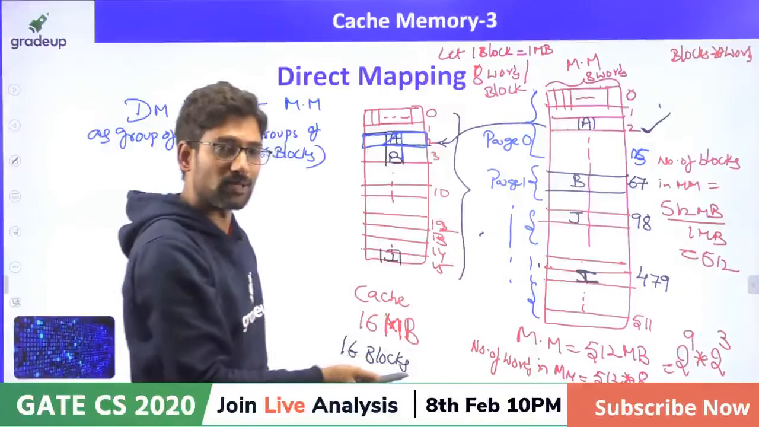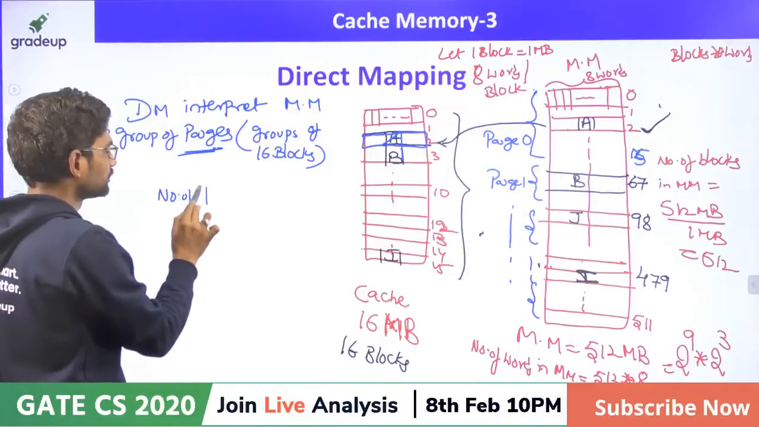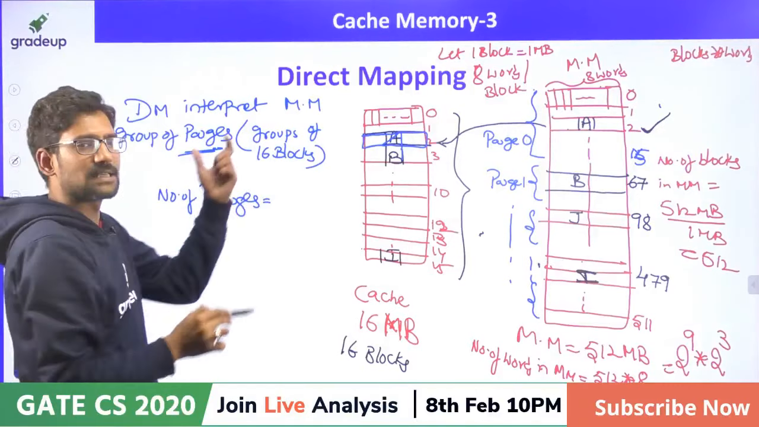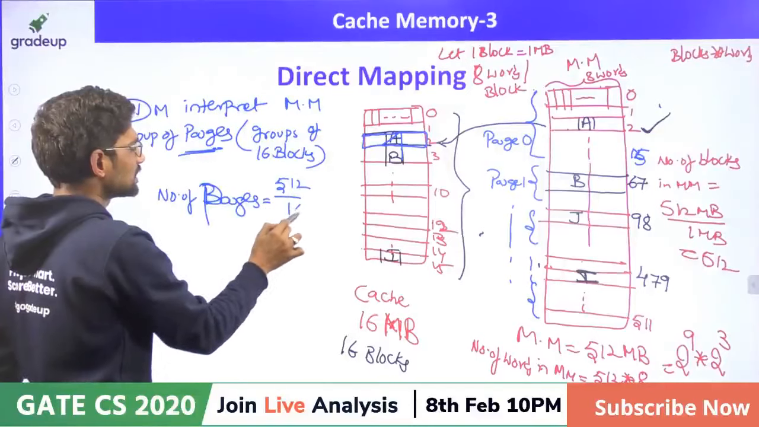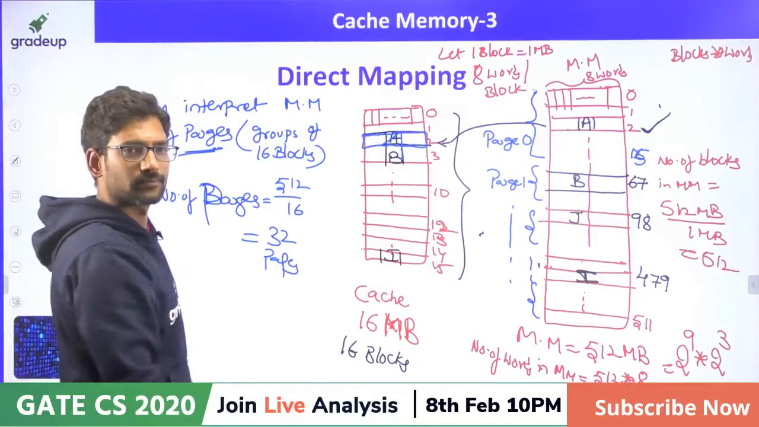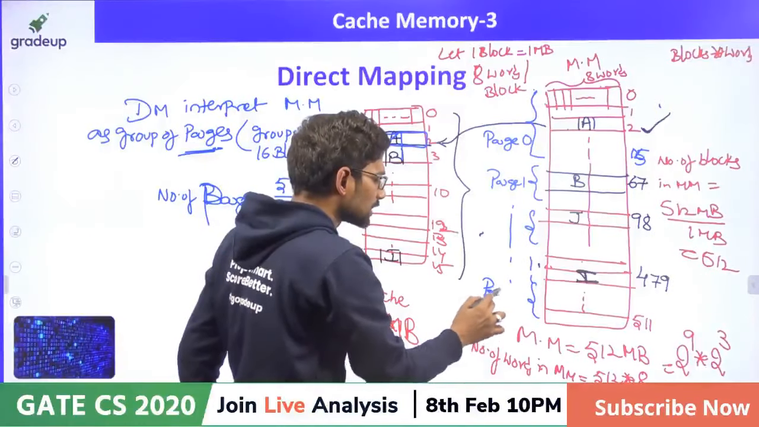How many pages will be there? There are a total of 512 blocks, and in one page, how many blocks? 16. So the number of pages is equal to 512 by 16, so 32 pages will be there. So page 0, page 1, and so on to page 31.